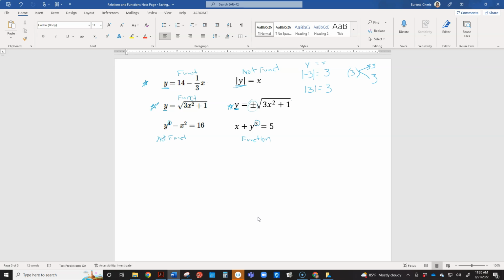Now, I don't expect you to understand why this one's going to have a plus or minus right now. That'll be something that we learn throughout the school year. Right now, all I want you to see is that if it's not solved for y and y has an even exponent, it's not a function. If it has an odd exponent, it is a function.